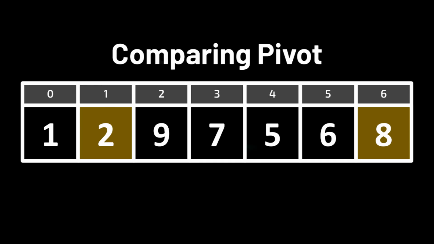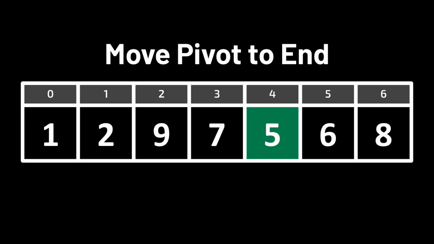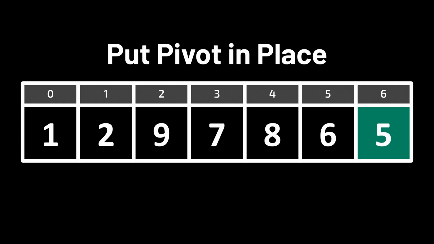The numbers on the right side are now 9, 7, 5, 6, and 8. Let's choose 5 to be our pivot. We'll also move it to the end of the array. 9, 7, 8, and 6 are all larger values than 5, so we can move 5 in front of other numbers in index 2.